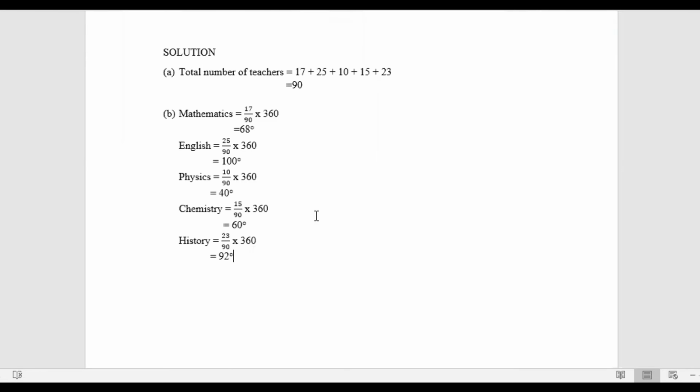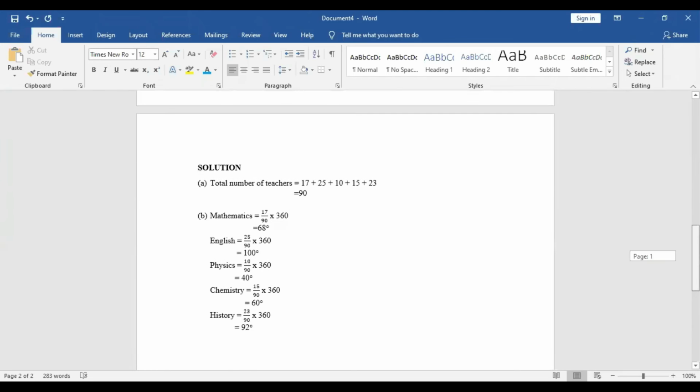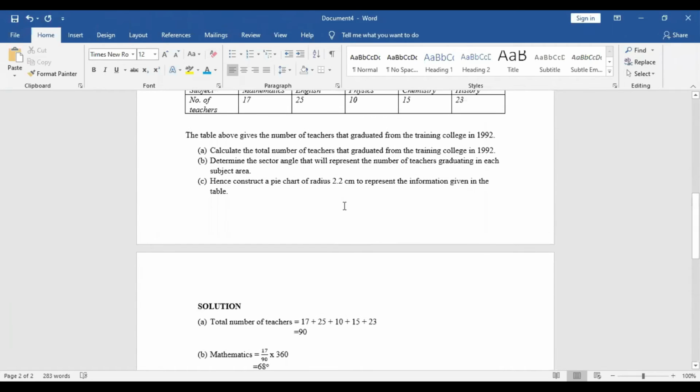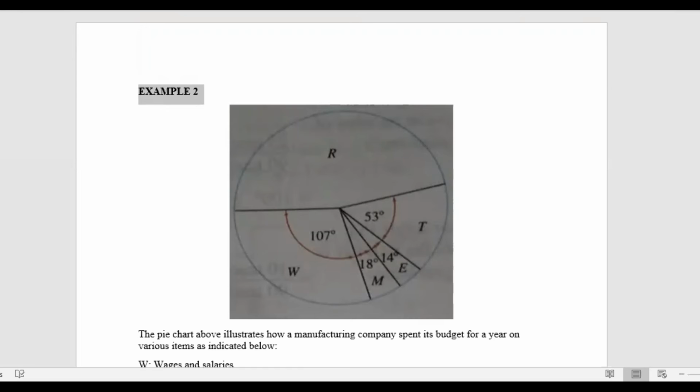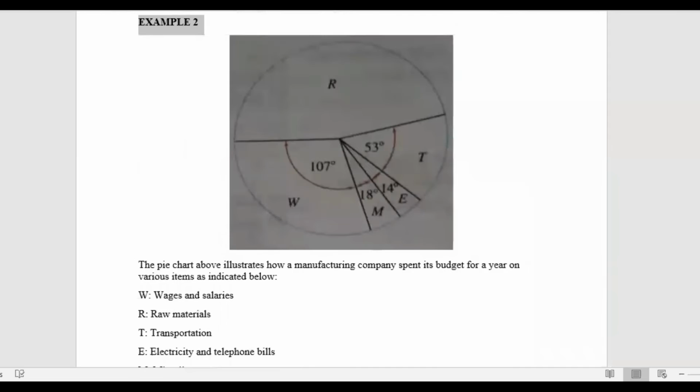Are we good here so far in doing the calculations? Is there any question or anybody want me to go through it back, or we're clear there? All right, I'll take the silence as being yes. Now the third part is asking you to construct a pie chart of radius 2.2 centimeters. All right, so we have a second example here. Here the pie chart is already constructed for you, but you will have to do some calculations.